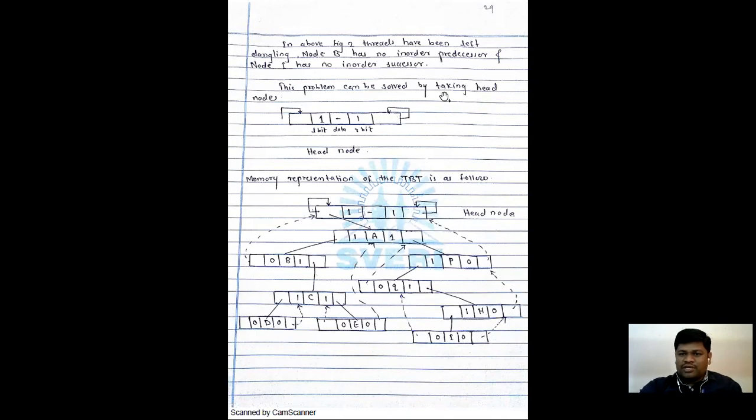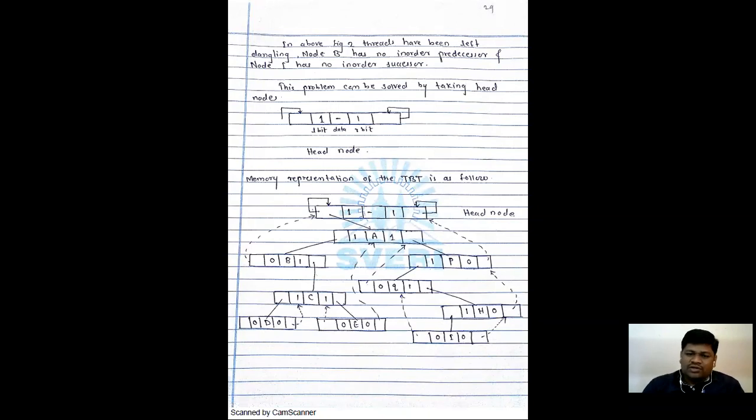This problem can be resolved by taking a head node. One head node is considered, and this head node does not represent any data, so by default a dash is written. The L bit is 1 and the right bit is 1. Those nodes which don't have predecessors and successors are connected with the head node, and this head node is connected to the root node. So this problem is resolved by using this.